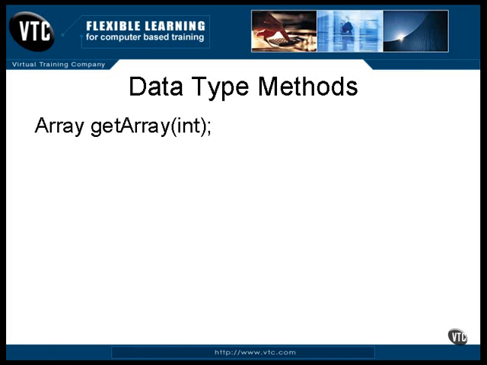One of the data types that you can store in a database is an array. You can use this method to return it as an array object. Remember that the index values are 1-based, so the first column is 1, not 0. If you prefer, you can use the column name. Both these methods do the same thing. They return an array object.